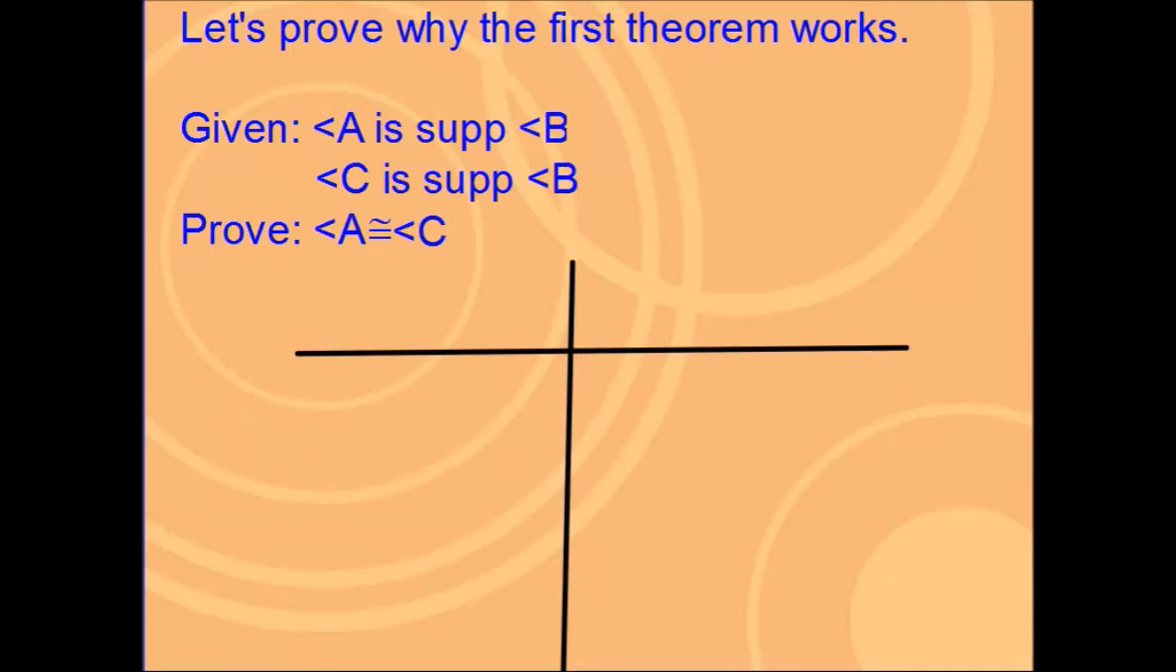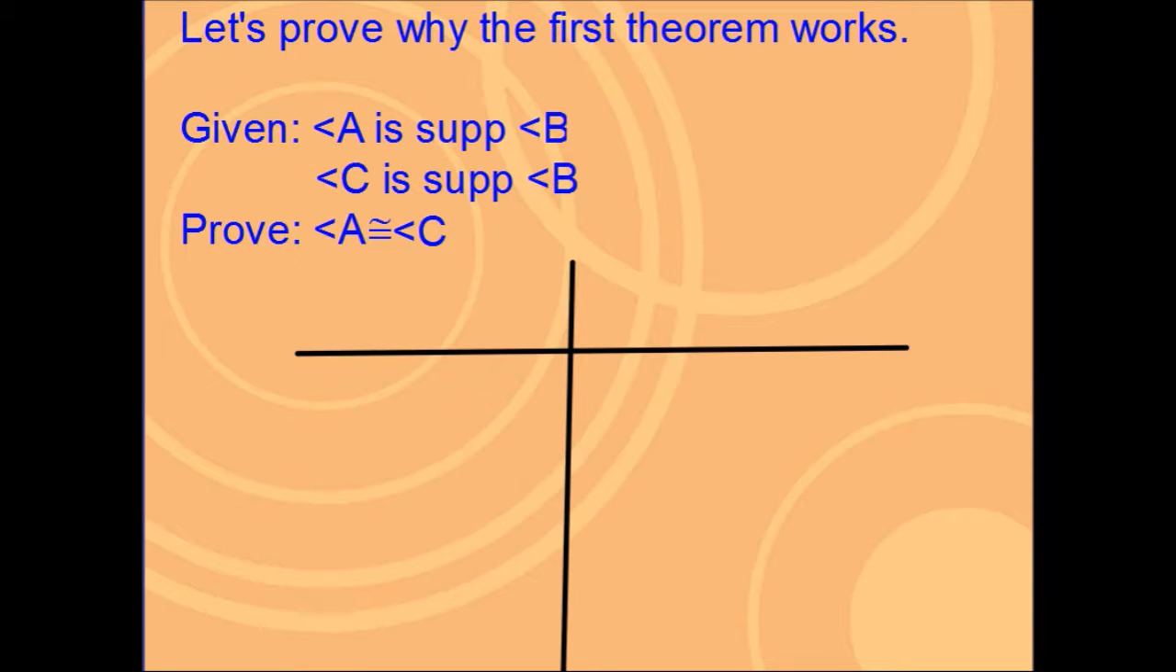Alright, so now we're going to try and prove why the first theorem works. We kind of went through it in our explanation, but let's see how our drawing conclusion stuff works. So we have angle A is supplementary to angle B, and angle C is supplementary to angle B. We want to prove angle A is congruent to angle C without using that theorem. So let's see what we got here.